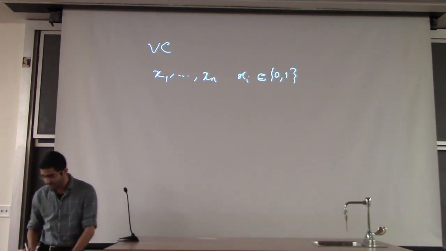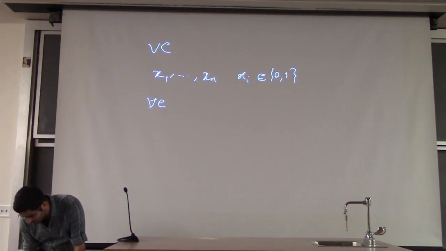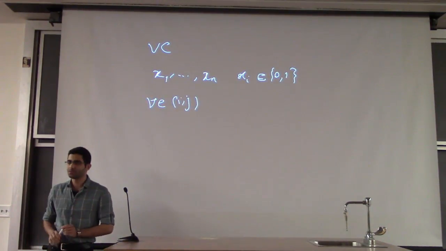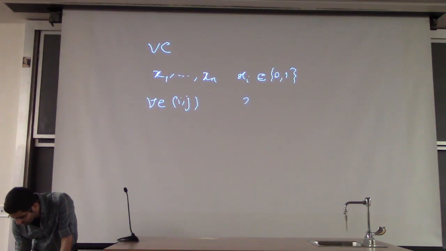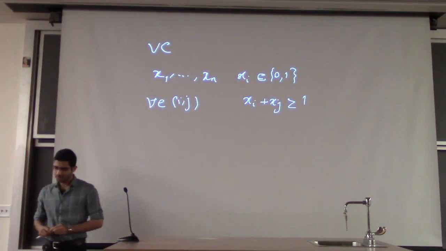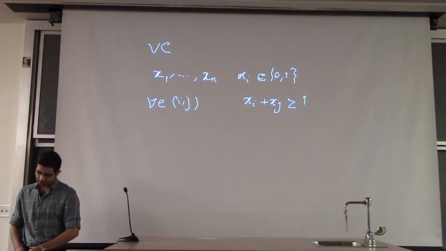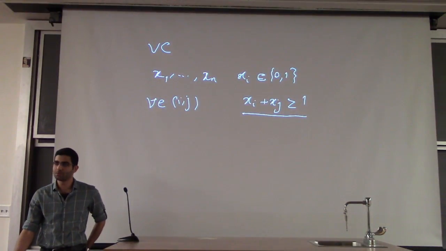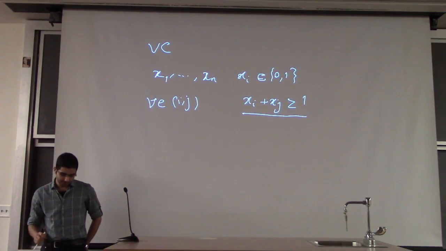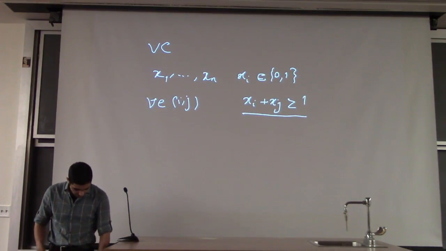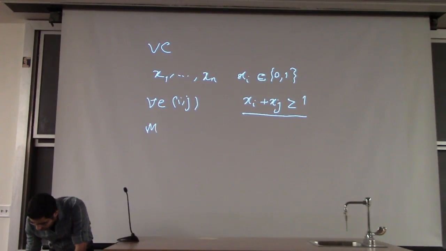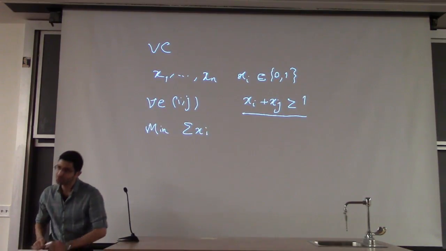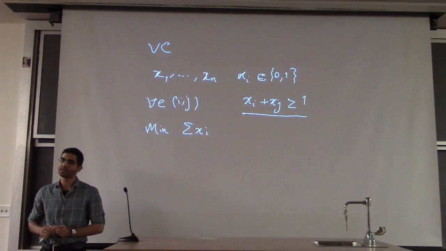So we have some requirements for every edge i and j. i or j should be in the set. So we can rephrase it as x_i plus x_j greater than or equal to 1. So you can see how this satisfies our constraint, because for satisfying this constraint, at least one of these should be 1. So at least one of them should be in the set. And at last, we want to minimize the summation over x_i, which is the size of the set.